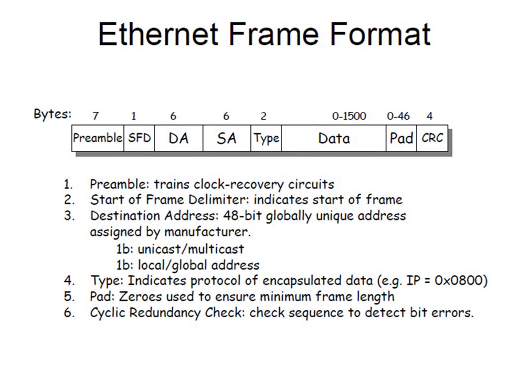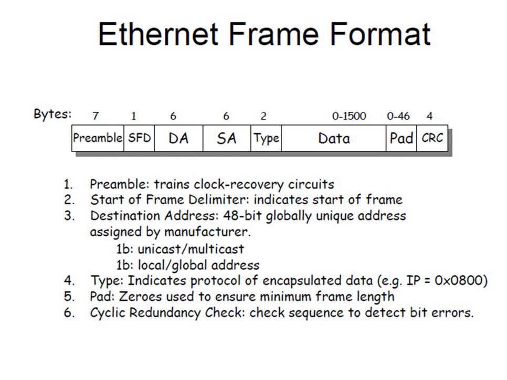So this is how the Ethernet frame looks like. You can see that there will be a preamble. The preamble trains the clock recovery that is used for synchronization. Then the SFD will tell you this is the start of the frame. Then there is a destination address, so a 48-bit unique address, that means the hardware address, you will be putting here. Then the sender's address, that is SA, you will be putting as the next one. Then the type will indicate the protocol of the encapsulated data.